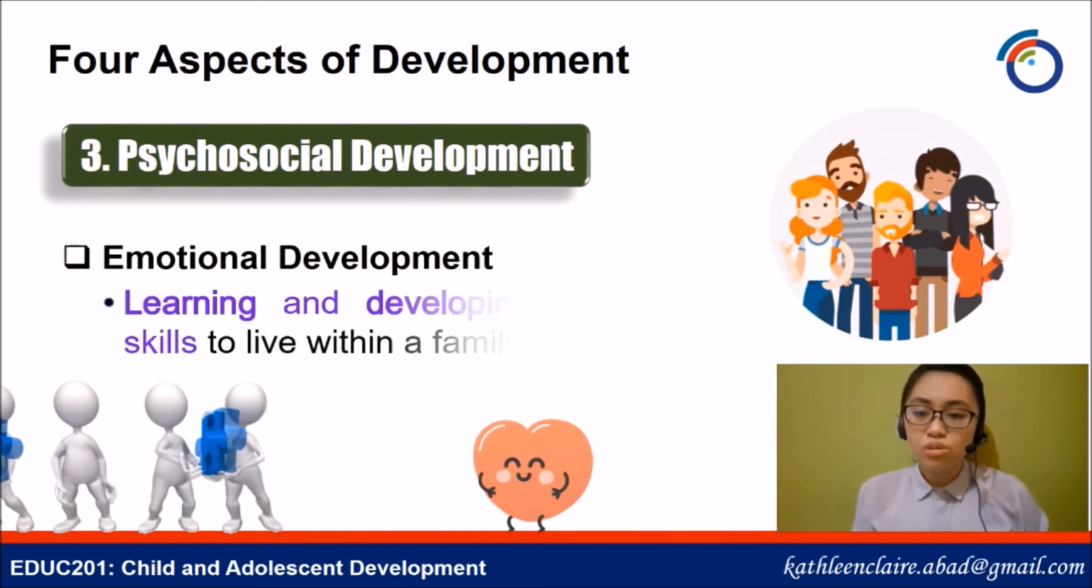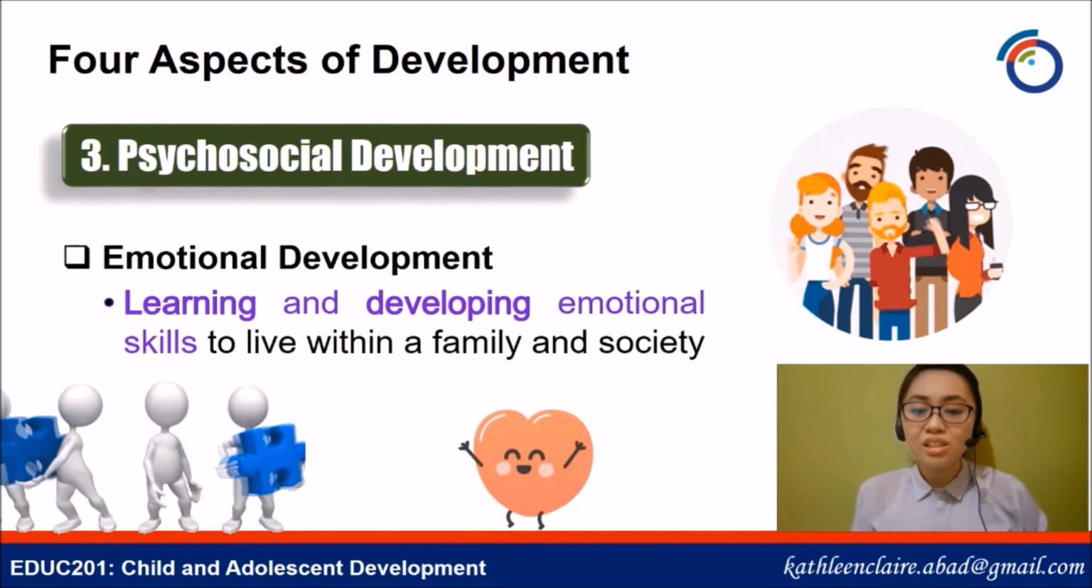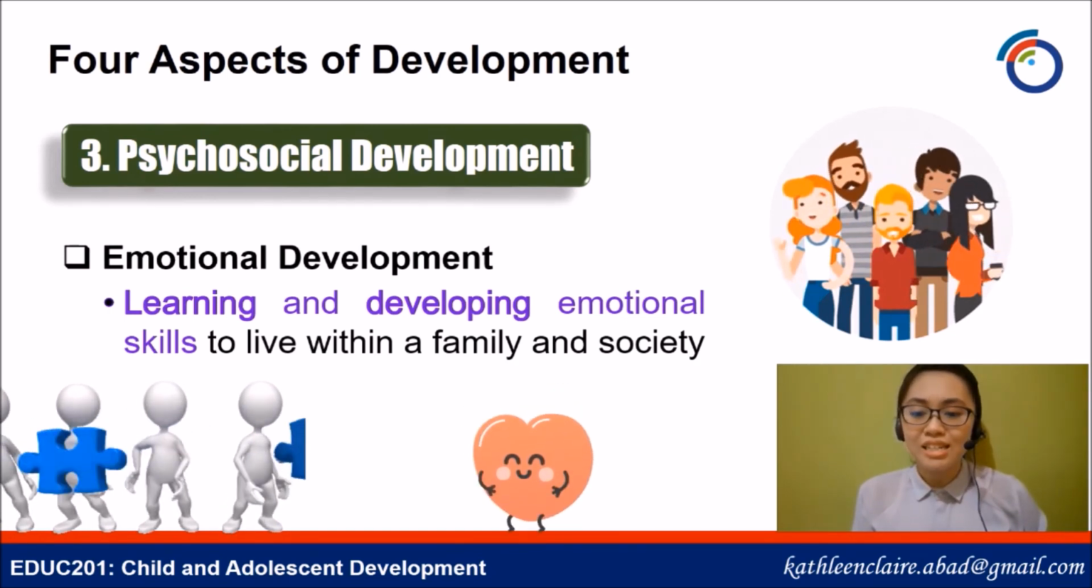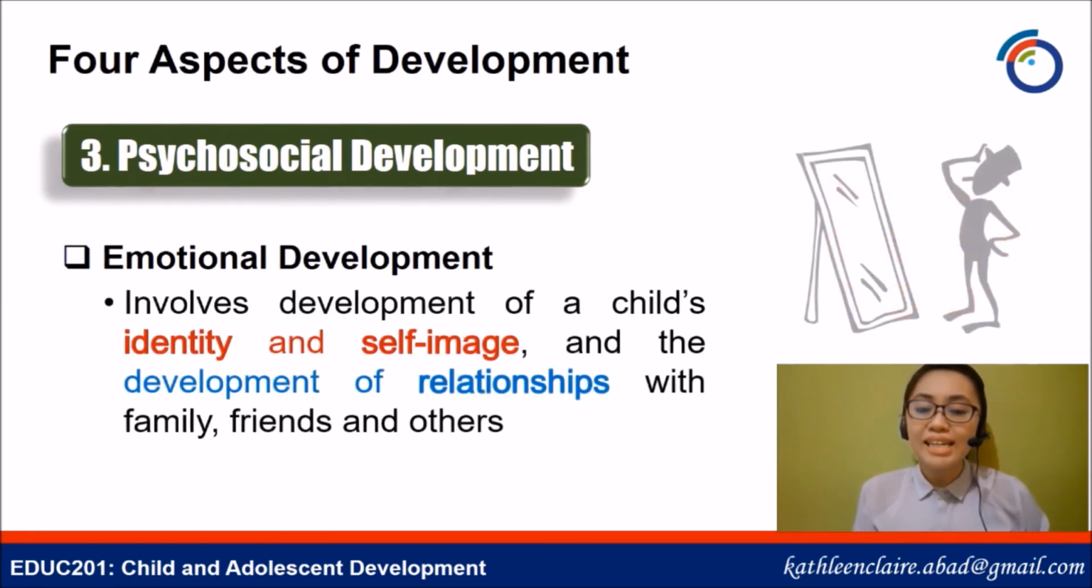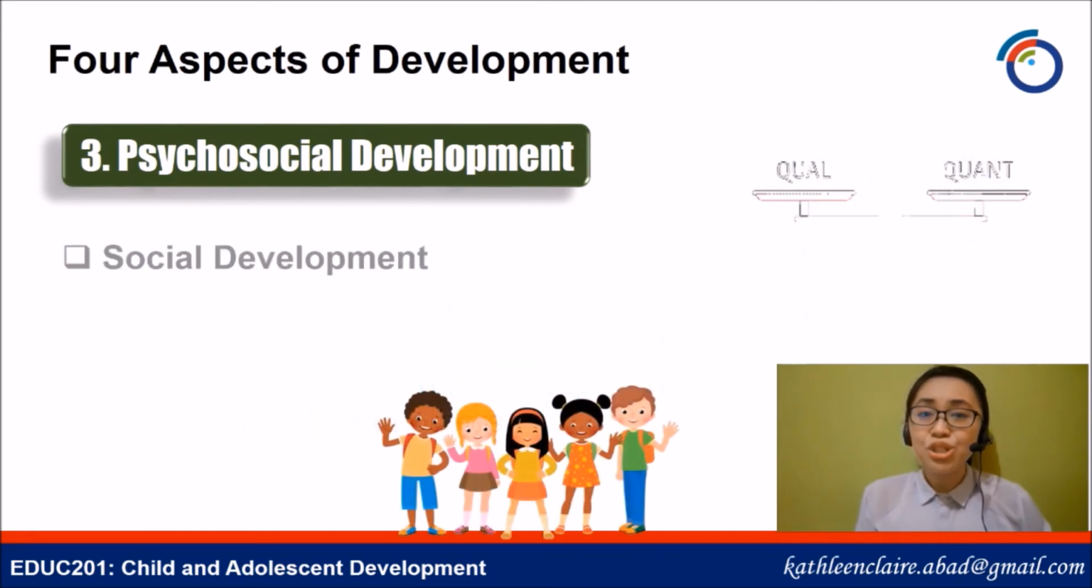Ayan. So this refers to learning and developing emotional skills to live within a family and society. So it is also the emergence of child's experience, expression, understanding, regulation of emotions from birth to late adolescence. It also involves the development of a child's identity and self-image and the development of relationships with family, friends, and others. So, kumbaga, dito niya na kikilala yung kanyang sarili at yung mga nakakapag-forge siya ng relationships with other people. Okay?